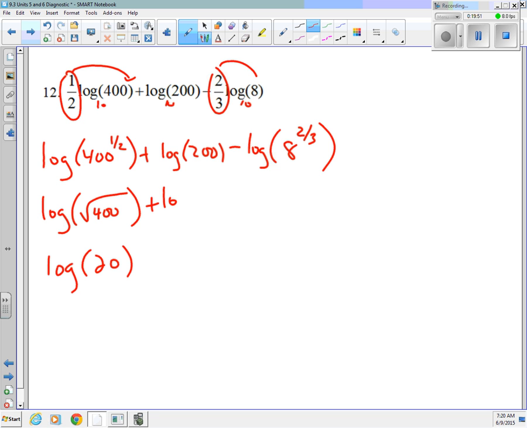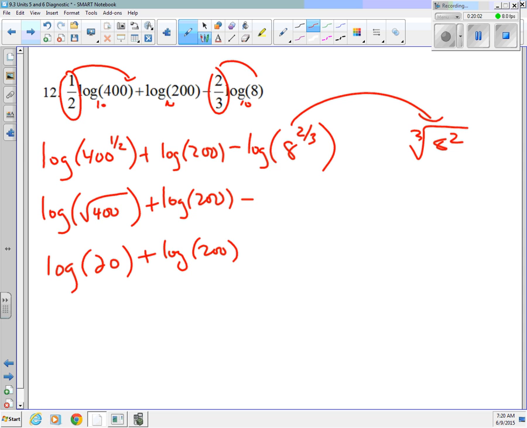I still have log of 200 here. Nothing I can really do with that at the moment. And then 8 to the 2/3 is the cube root of 8 squared. So it's easier to do the cube root first because it gets a smaller number. Cube root of 8 is 2, and 2 squared is 4. So now I have this. Okay.